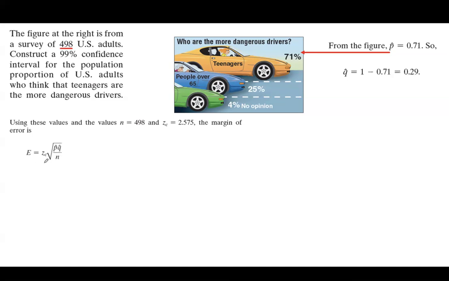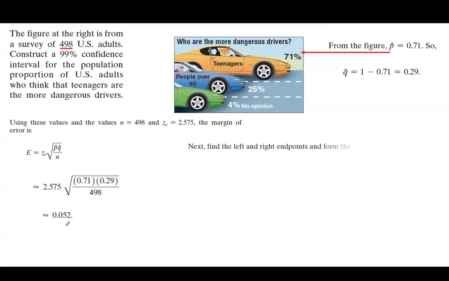You can easily calculate the margin of error using the formula. E is equal to zc, which is 2.575, times the square root of p hat q hat over n. P hat is given in this question to us. Q hat is 0.29. So if you punch everything into your calculator, zc times the square root, what do you get? You get basically about 5%. So the margin of error is just 5%.